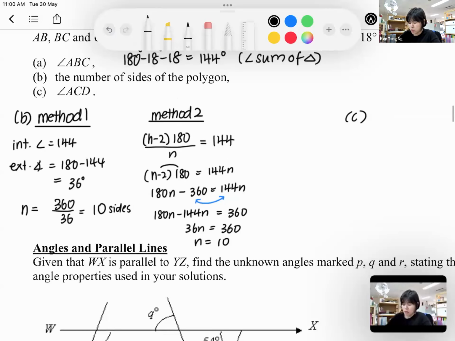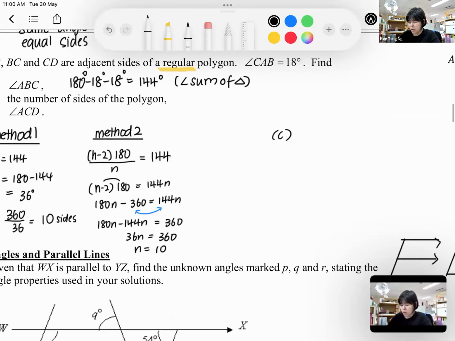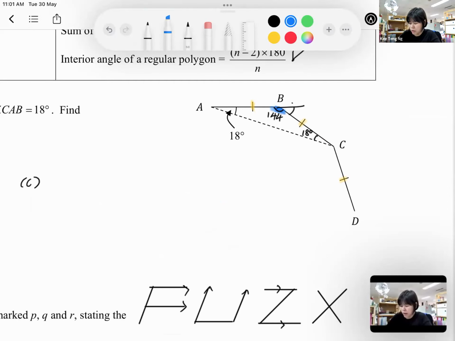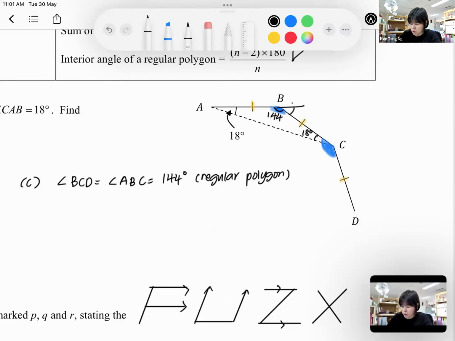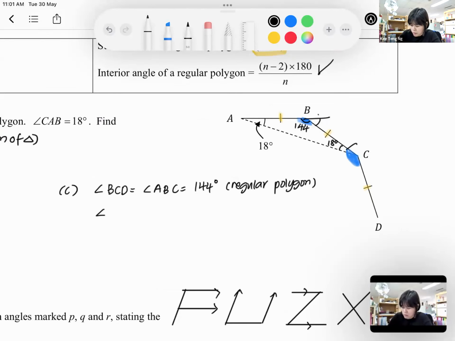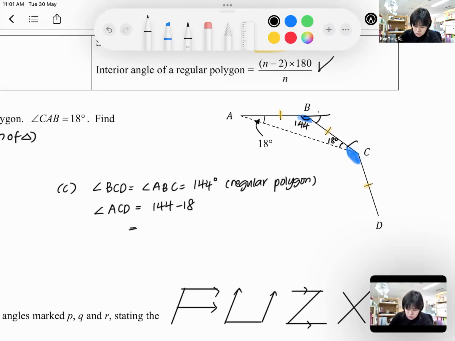Okay, now the next one, find angle ACD. To find angle ACD, I must first understand that this is a regular polygon. So the angle 144 is the same for angle BCD as well. Angle BCD equals angle ABC, 144 degrees, because it is a regular polygon. I already know this is 18 degrees, so angle ACD will be 144 subtract 18. Simple, straightforward, not very difficult.